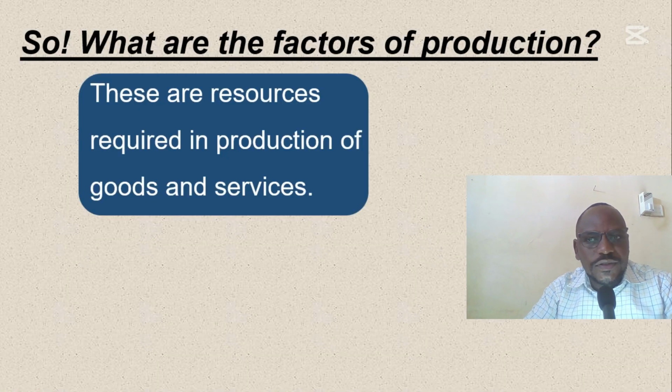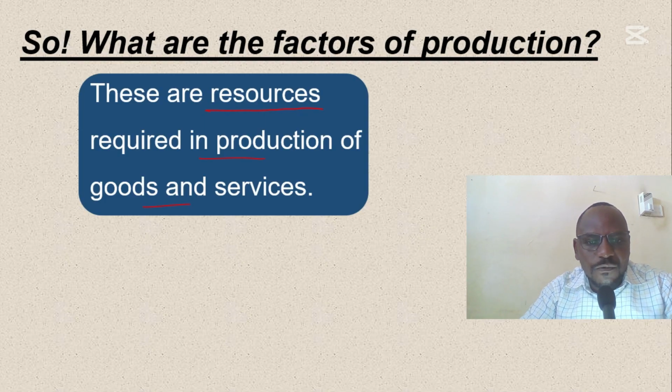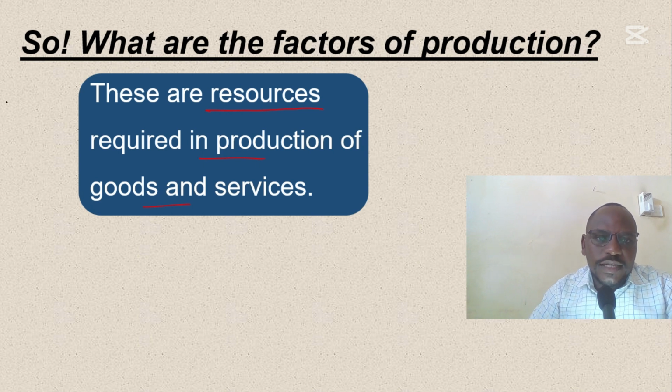The definition so is this: the factors of production in economics, we say that these are the resources which are required in production of goods and services. Think about any production unit and ask yourselves, what things do we need to have for us to produce that good? You'll come to realize that there are so many resources which are put together for any production unit, and these are now the factors of production.